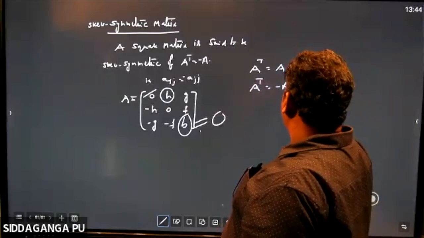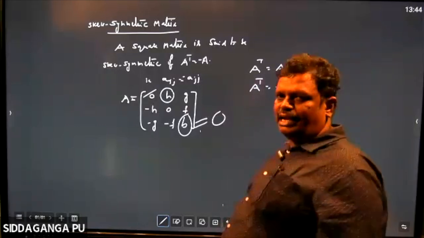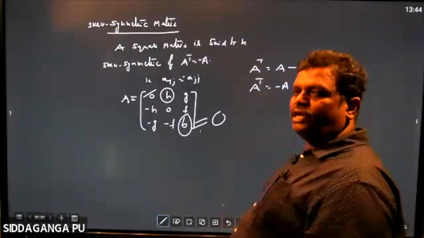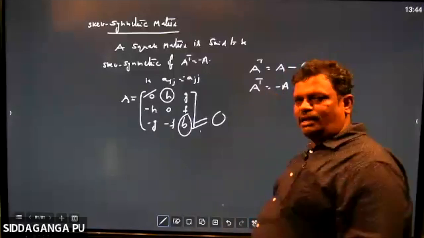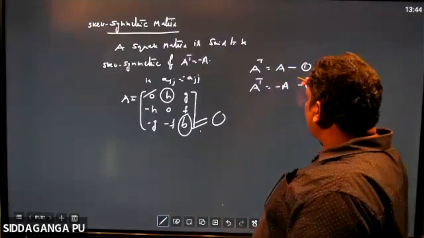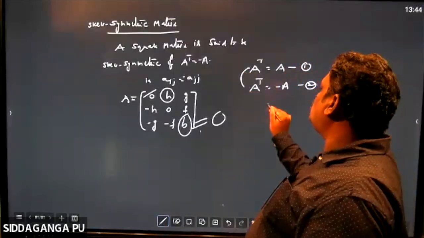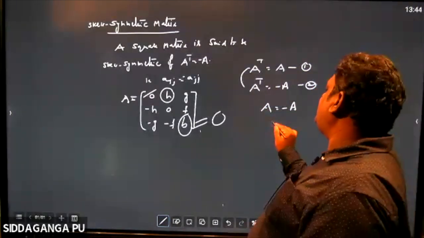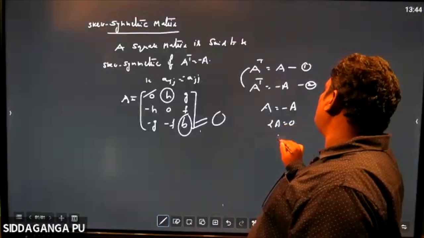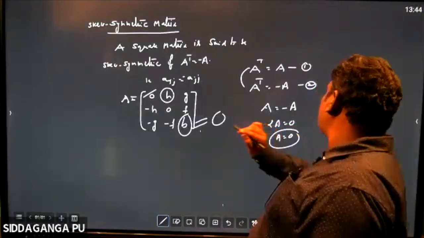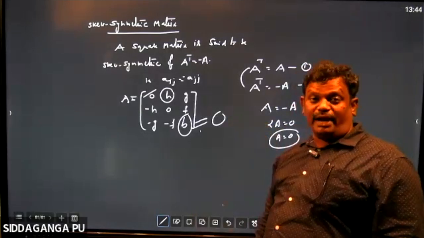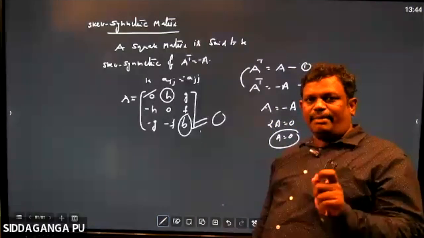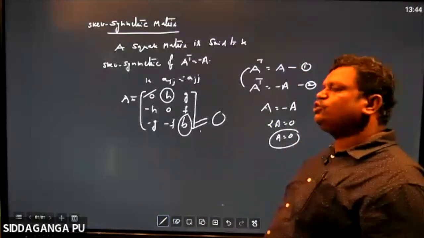So a square matrix is given that is both symmetric and skew symmetric at a time. What is the matrix A? A is symmetric means A transpose is equal to A, and skew symmetric means A transpose is equal to minus A. From these two equations, the left sides are equal, so we equate the right sides. Transferring A to this side, we get 2A equal to 0. Then A is equal to 0. So A is a null matrix. When A is a null matrix, it is both symmetric and skew symmetric.